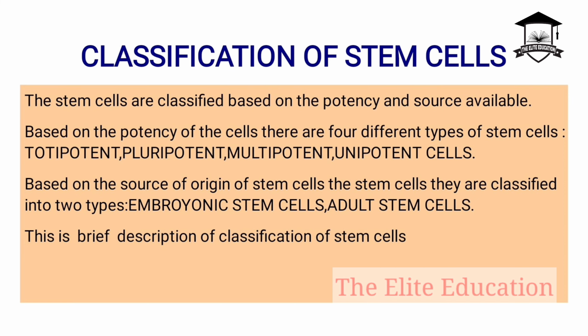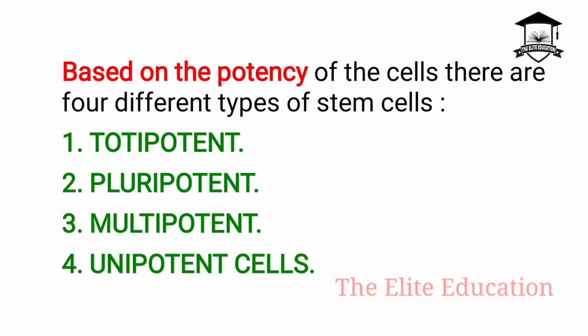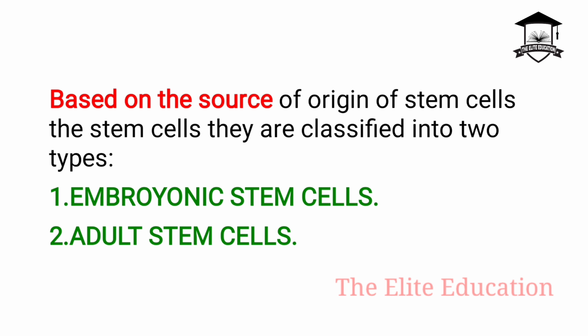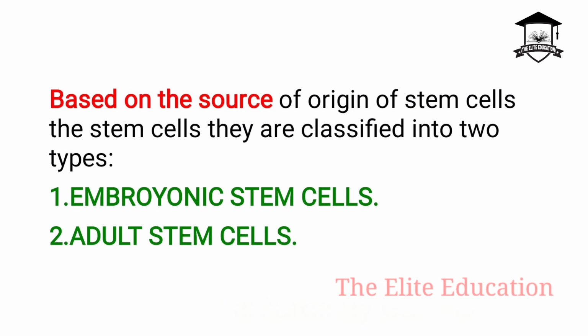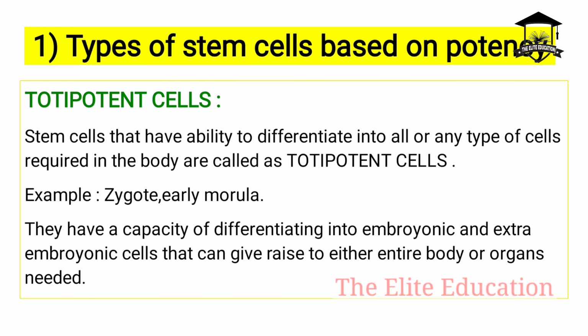Based on the potency of the cells, there are four different kinds of stem cells: totipotent, pluripotent, multipotent, and unipotent cells. Based on the source of origin, stem cells are classified into two types. The first one is embryonic stem cells, and the second one is adult stem cells. This is a brief description of the stem cells. Next, types of stem cells based on potency.